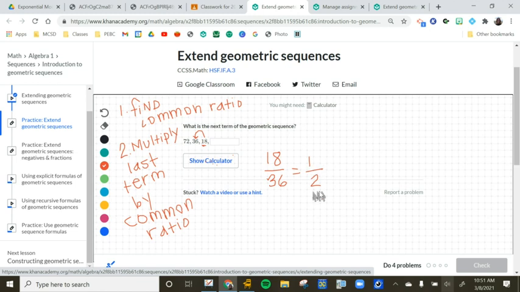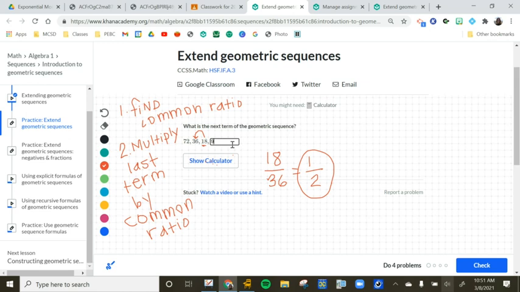18 over 36. 18 divided by 36 equals 1/2. There. So that means this is my common ratio, and that's what I multiply by 18 to get the next term. 1/2 times 18, that's 9. That'll be my answer.